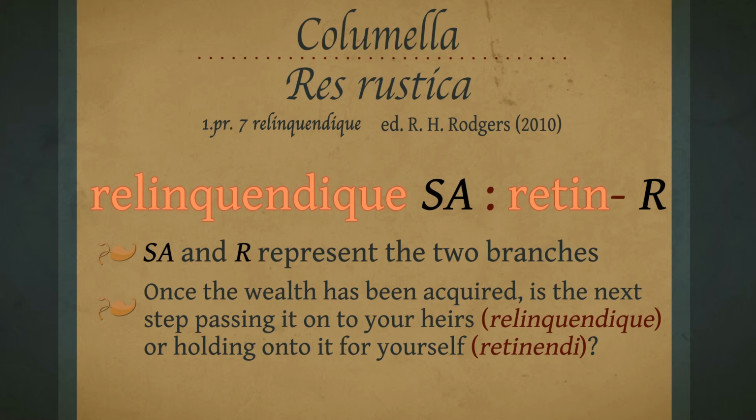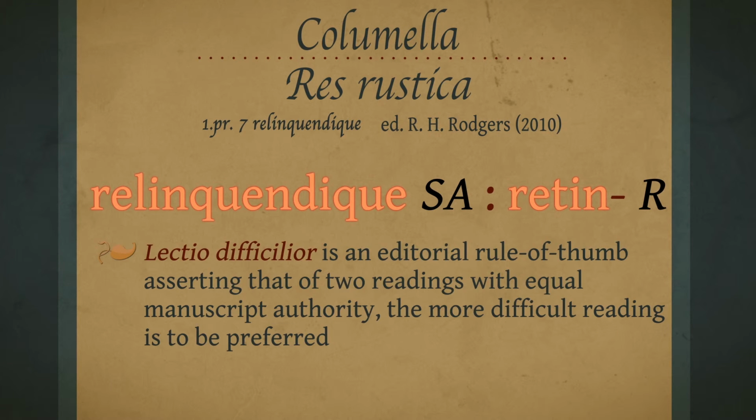No explanation is given or needed, so long as it can be taken for granted that the reader will understand the principle of the lectio difficilior to be at work here. This is an editorial rule of thumb asserting that of two readings with equal manuscript authority, the more difficult reading, the lectio difficilior, is to be preferred, on the grounds that it's more likely to be authentic, or rather less likely to have arisen from scribal innovation.